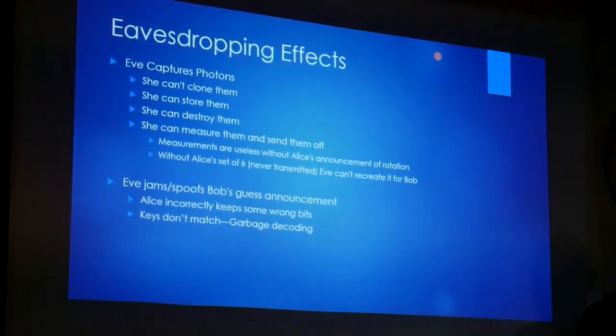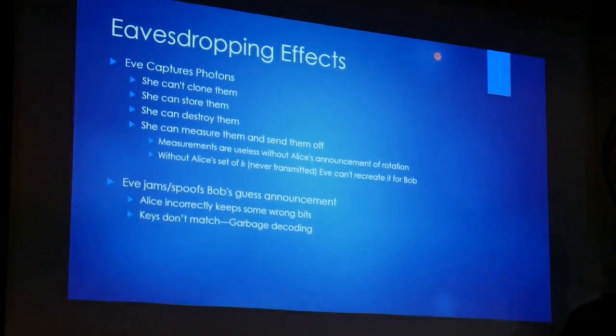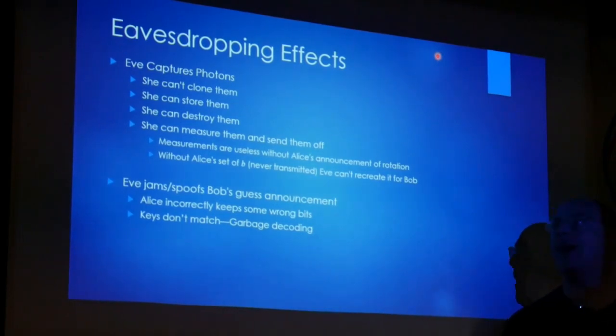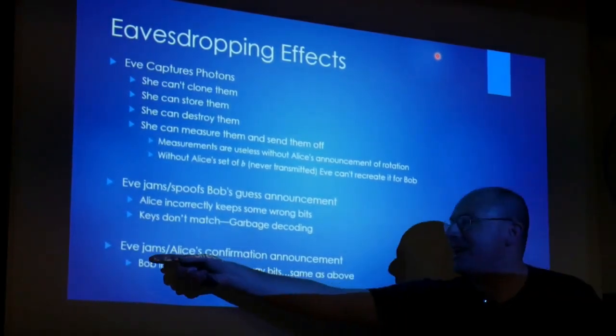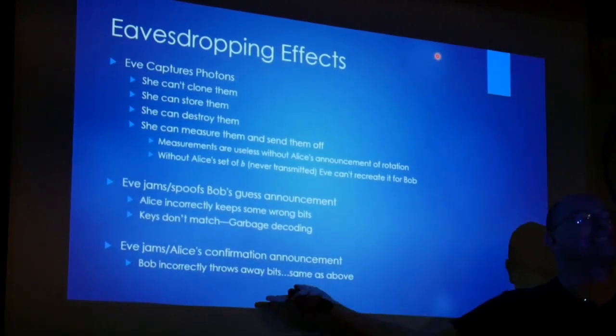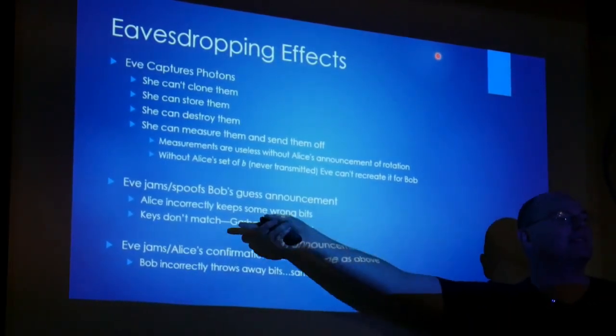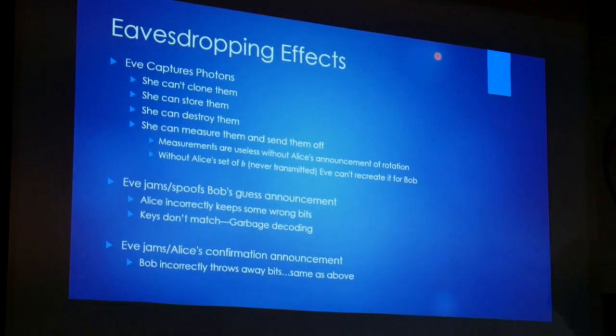No one can decode anything. So you've destroyed the process, but you haven't really snuck in anything. In fact, actually everyone knows Eve is out there now. The NSA is out there, right? Eve could also jam these confirmation announcements, but that's the same way. She's just messing with Bob now instead of messing with Alice.